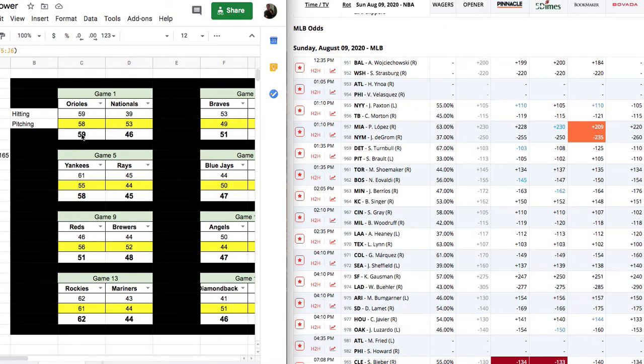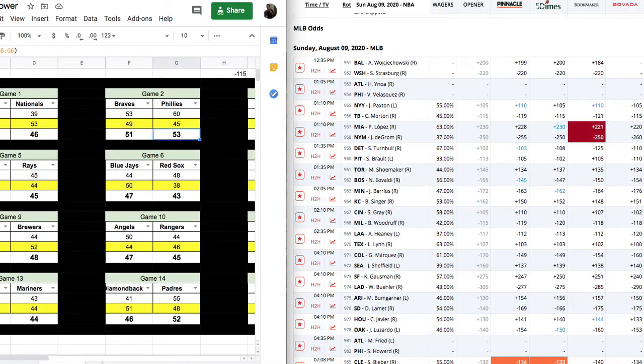Right here, Orioles, just in essence, what this means is Orioles have a 59% chance of winning. Nationals have a 46% chance of winning, and this is just statistically driven. There's no subjectivity factored into this. It's strictly stat driven, and we use a combination of OPS for pitching and OPS for hitting. You can see the Braves only have a 51% chance of winning. Phillies only have a 53% chance of winning.